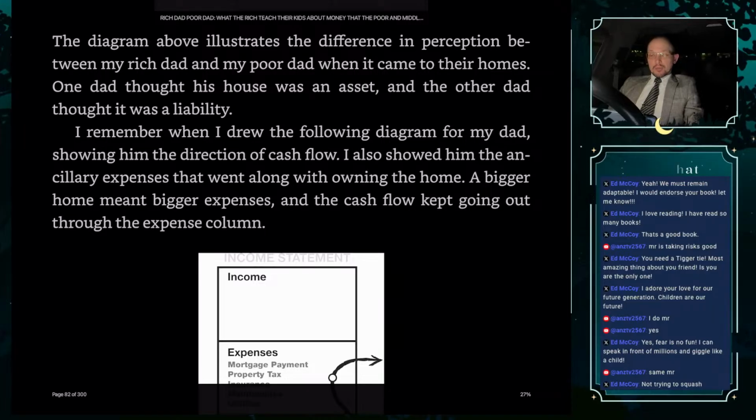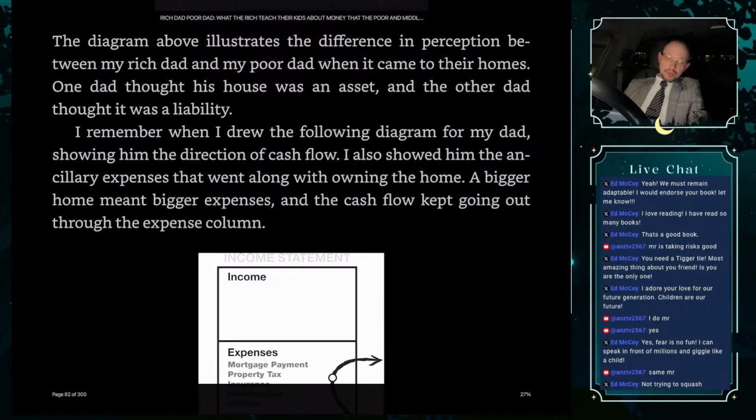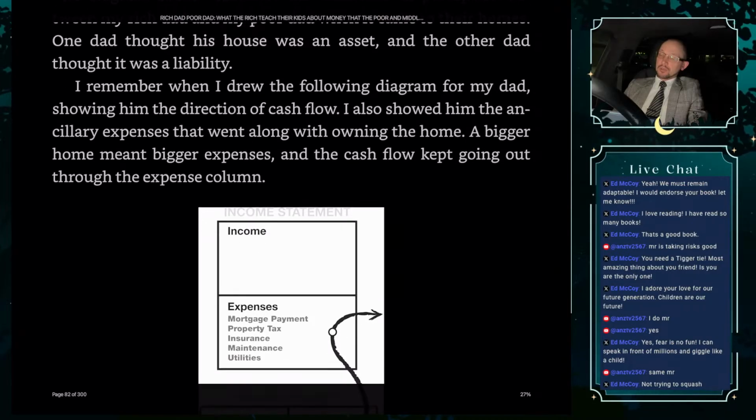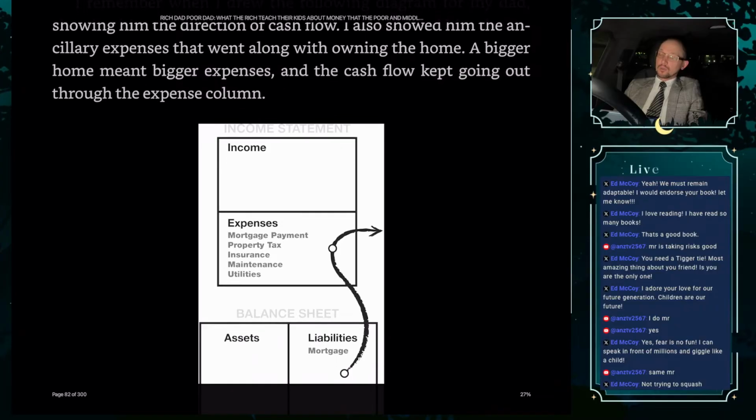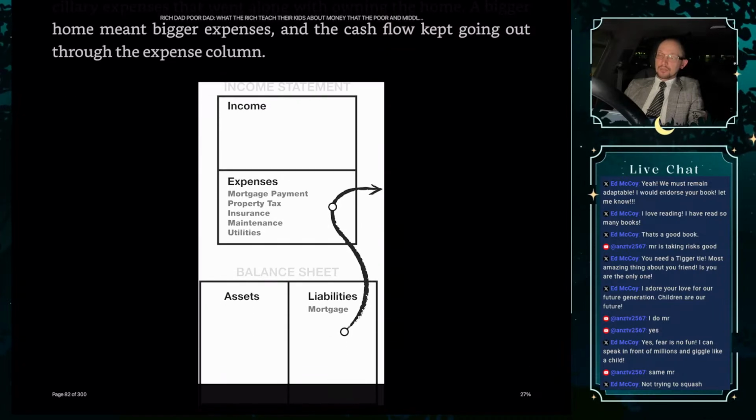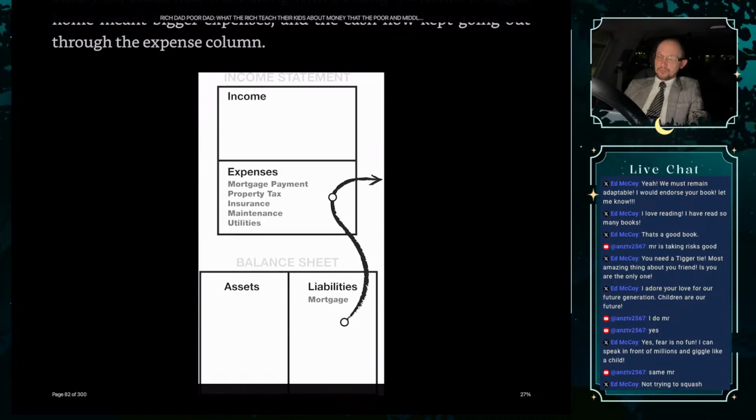Alrighty, the diagram above illustrates the difference in perception between my rich dad and my poor dad when it came to their homes. One dad thought his house was an asset, and the other dad thought it was a liability. I remember when I drew the following diagram for my dad, showing him the direction of cash flow, I also showed him the ancillary expenses that went along with owning the home. A bigger home meant bigger expenses, and the cash flow kept going out through the expense column.